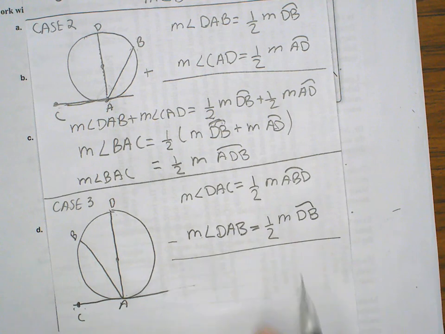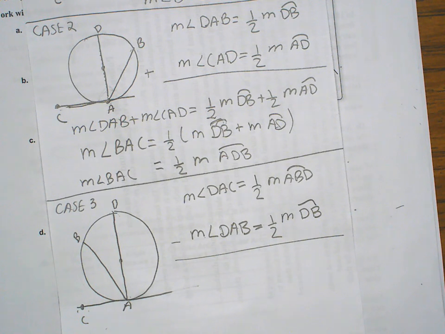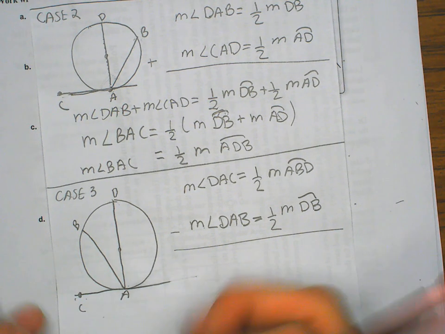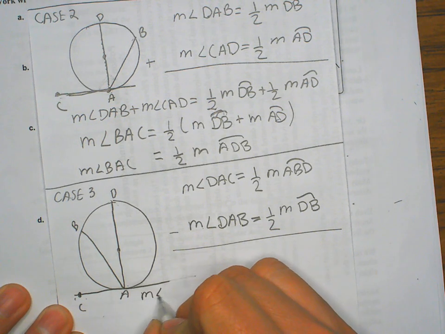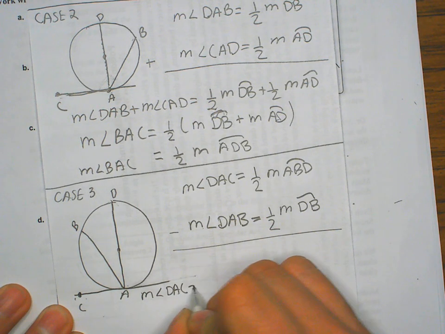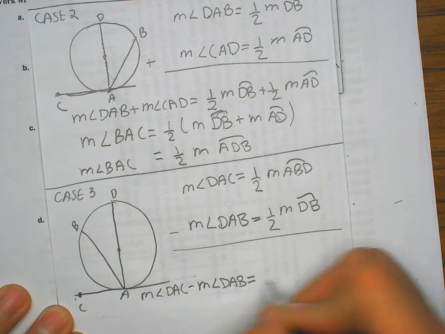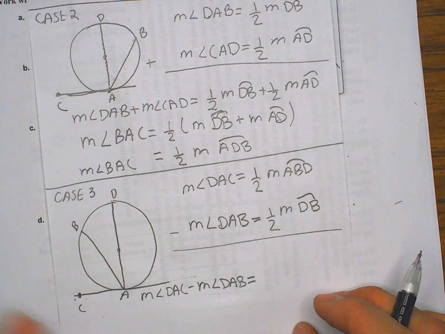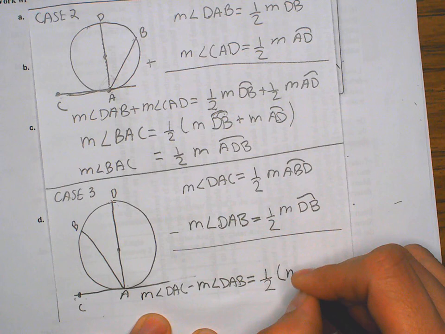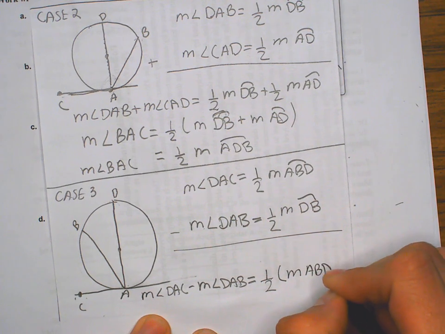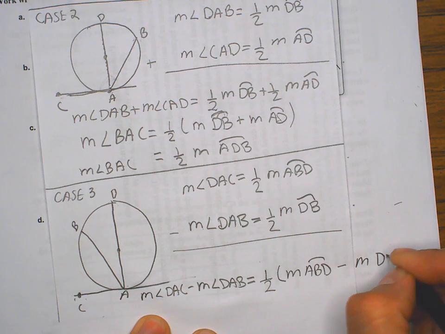Okay, so I'm going to see if I have enough space to do it on this. So the measure of angle DAC minus the measure of angle DAB is going to equal, now to save some space, I'm going to go ahead and factor out a 1/2 and write this down as the measure of arc ABD minus the measure of arc DB.